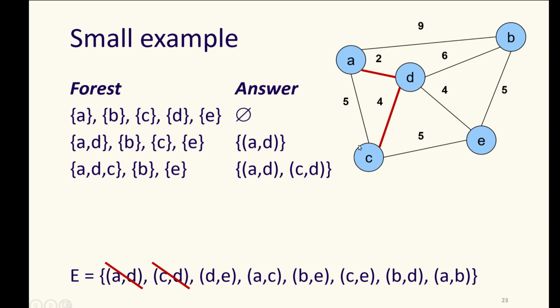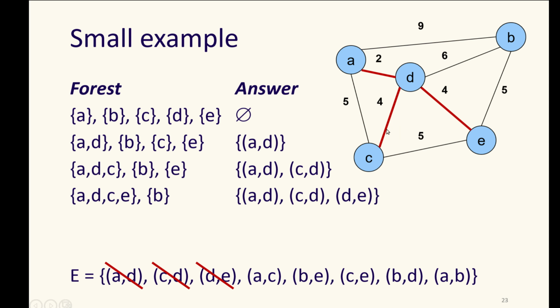Then CD is the next lowest cost edge. And we see that the tree containing C and the tree containing D are disjoint. They're not connected already. And so we merge them. We do the union of them. And we add the CD edge to our answer for our minimum spanning tree's edges. We do the same with DE, and that allows us to merge E's tree into this larger one.